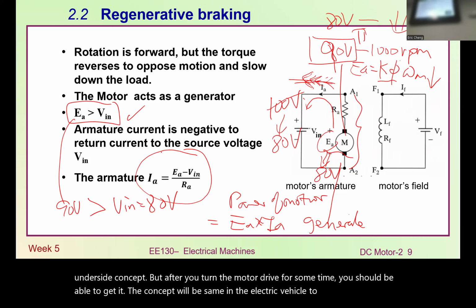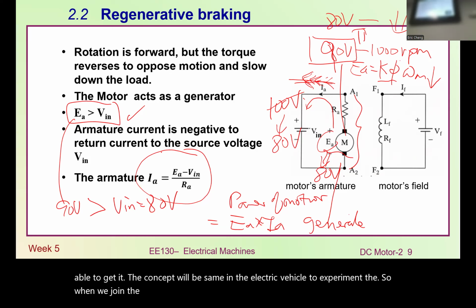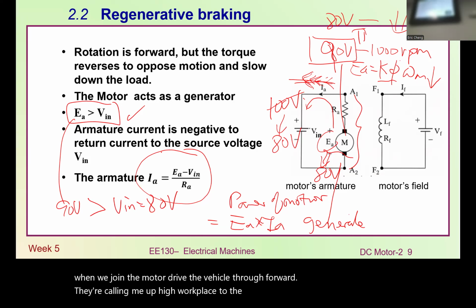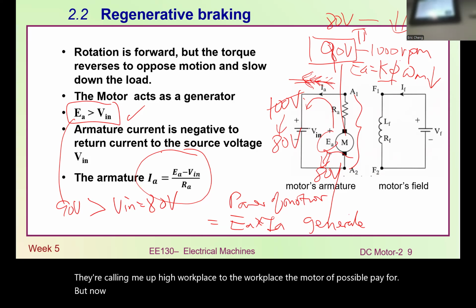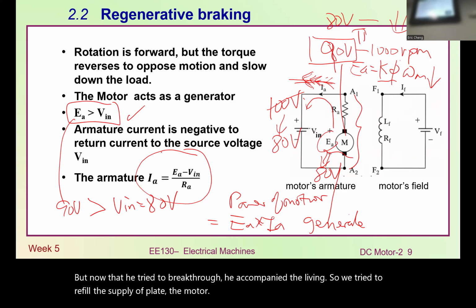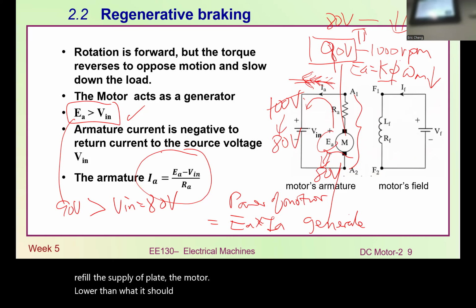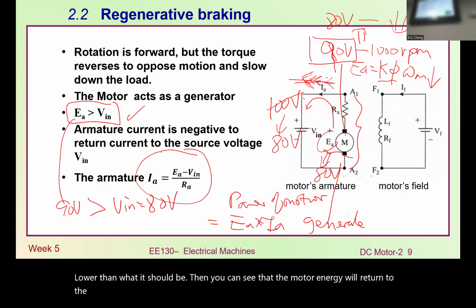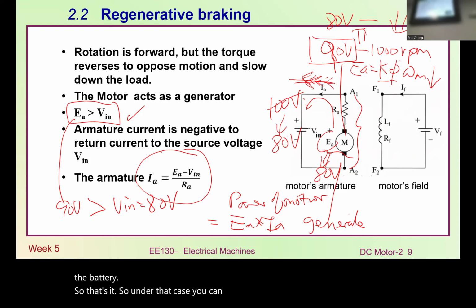So when we drive the vehicle forward, of course we have high voltage to the motor. The motor will of course spin forward. But now, if you want to brake the vehicle, brake the EV, we try to reduce the supply voltage to the motor lower than what it should be. Then we can see that the motor energy will return to the battery. So that's it. Under that case, you can see the current will be forward or backward.